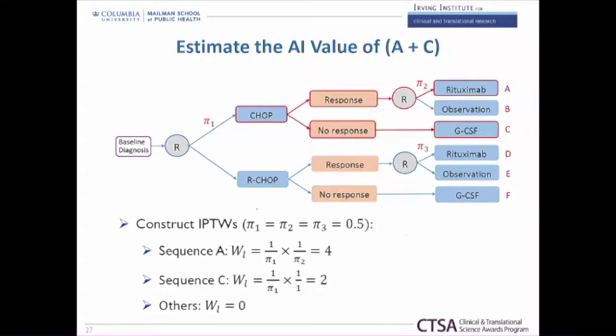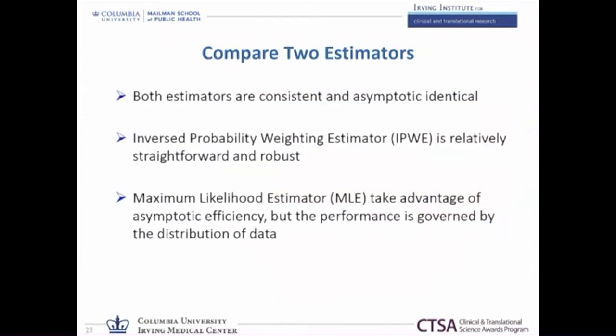For those patients who follow treatment sequence C, the only randomization happens at the beginning of stage 1. So for these patients, the weight can be calculated by 1 over pi 1, which is 2. While for those patients who follow other treatment sequences not belonging to this adaptive intervention, B, D, E, and F, we simply give them a weight of 0, and then we plug in the formula and can calculate the IPWE.